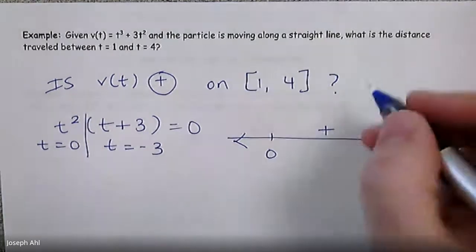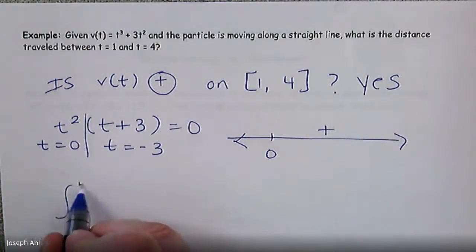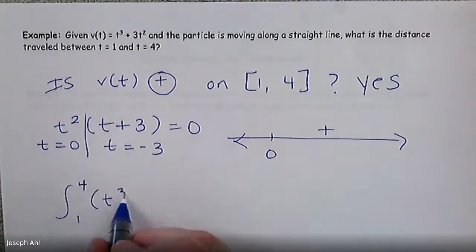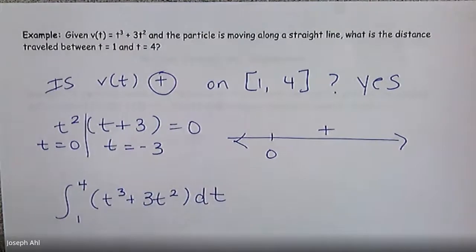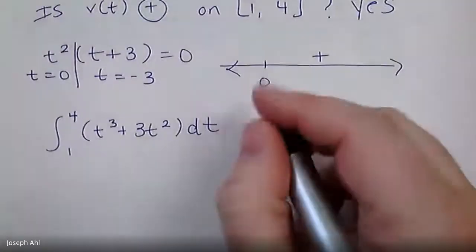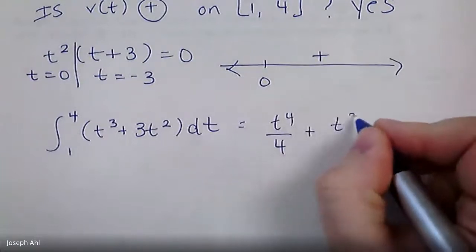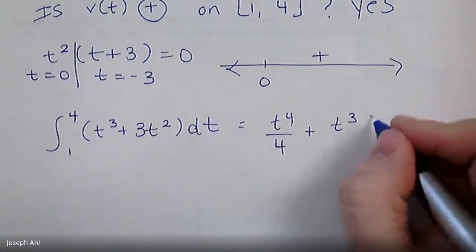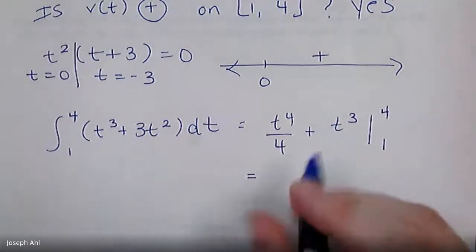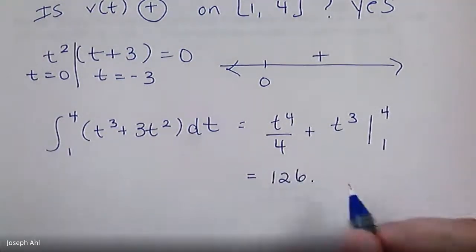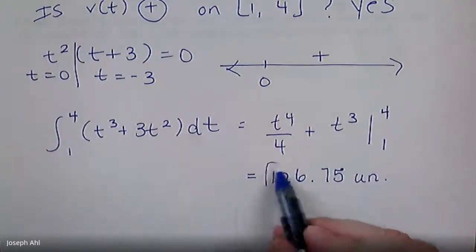So because of that, we can think of this as the definite integral from 1 to 4 of t cubed plus 3t squared dt. That's a pretty easy definite integral for us to find. So this would be t to the 4th over 4 plus, that's actually just t cubed if we use the anti-power rule. Upper bound of 4, lower bound of 1. Plugging those in, the total distance traveled is 126.75 units in that straight line.